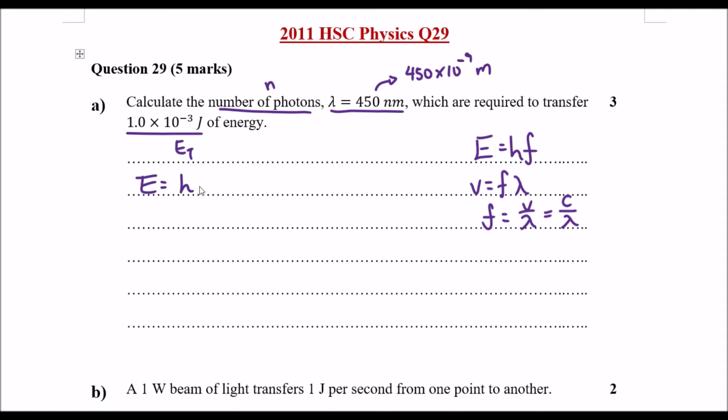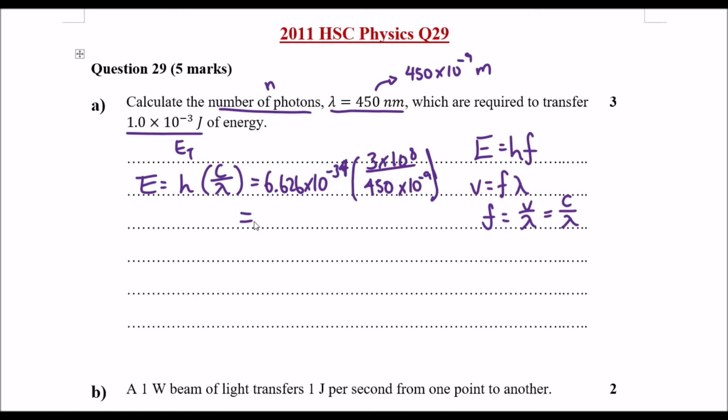E equals h c over lambda. And if I do that substitution, I have Planck's constant. So there's that. And I have multiplied that by the speed of light. Let's just change that, that's 10 to the -34. And then the wavelength is 450 times 10 to the -9 there. So that's what we have. If I then put that into my calculator, I should be able to work out approximately the amount of energy of an individual packet of photon.